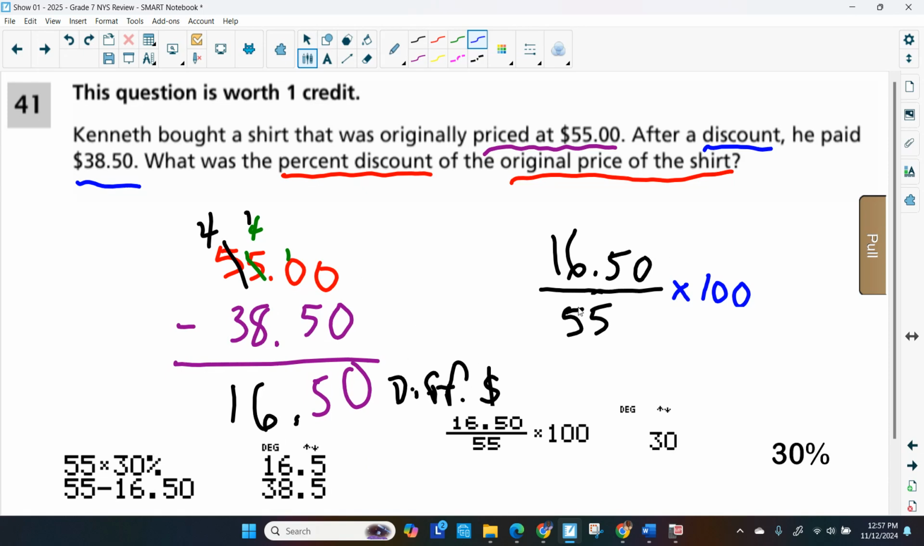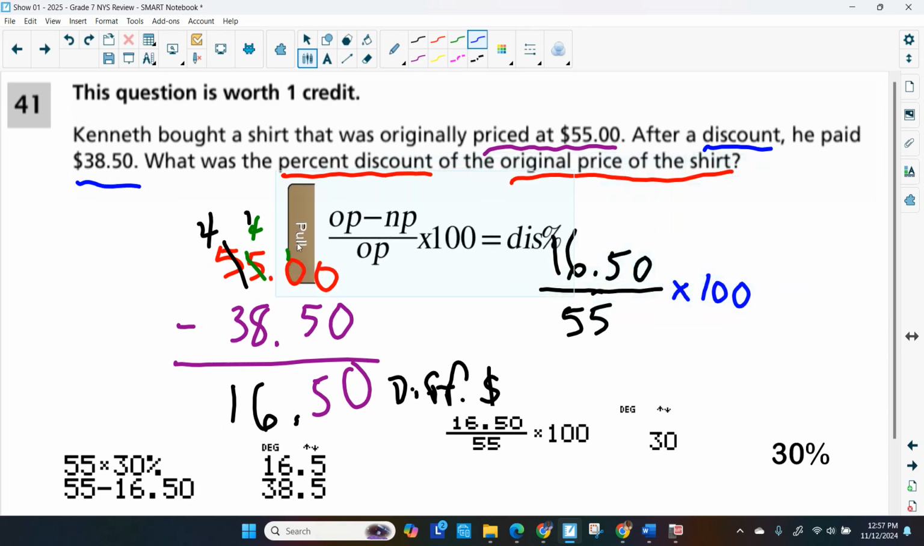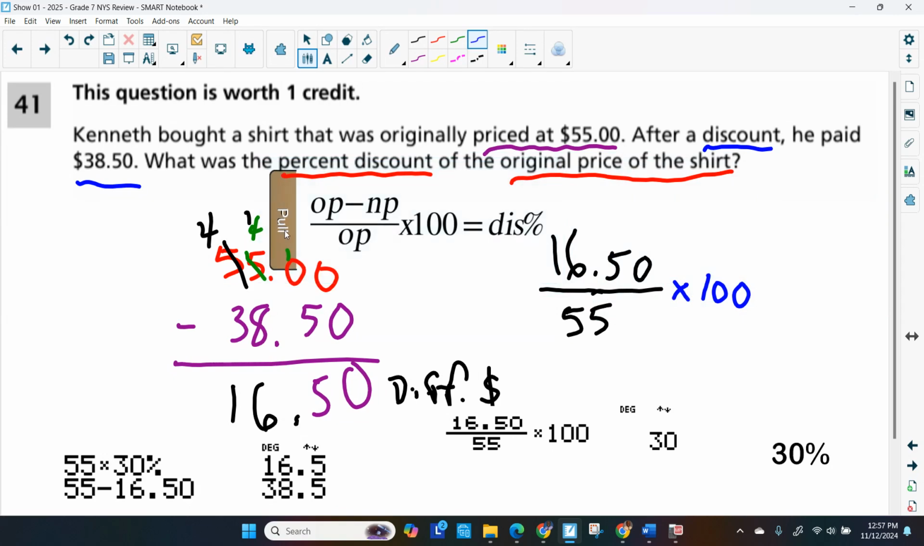No wonder this is worth 1 point. Because you could have done it with a calculator and do it a lot faster if you use the other formula. Here's what I did. I took the old price minus the new price over the old price times 100 gives me the discount percent. So that's one way. There's a formula you could have used.